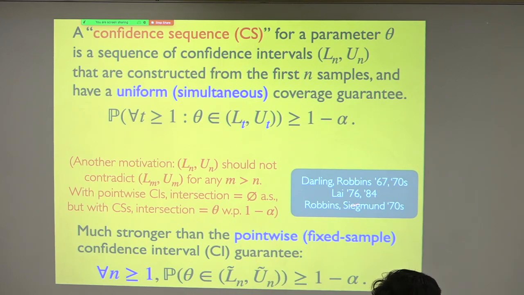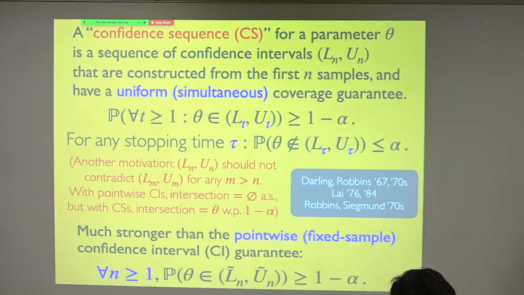For pointwise confidence intervals, the intersection of all the confidence intervals you produce is going to be empty almost surely in every run of the data. But with confidence sequences, the intersection of all the answers you produce is actually going to contain the truth theta with high probability, with probability at least 1 minus alpha. So this is a different motivation of not wanting to contradict yourself. It seems like a reasonable philosophical motivation.